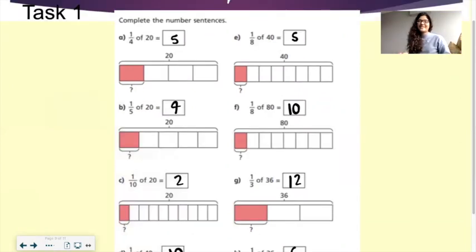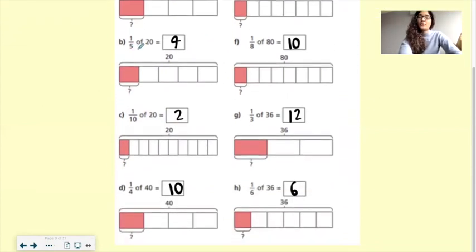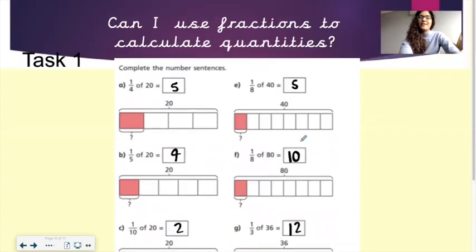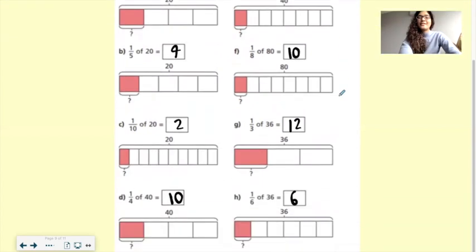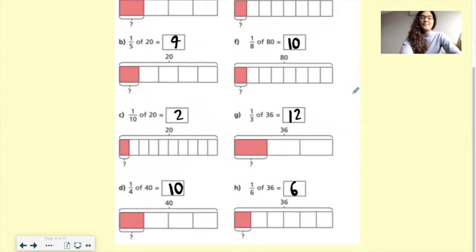Here are my answers. So part A, a quarter of 20 equals 5. Part B, a fifth of 20 equals 4. Part C, a tenth of 20 equals 2. Part D, a quarter of 40 equals 10. Part E, 1/8 of 40 equals 5. Part F, 1/8 of 80 equals 10. Part G, a third of 36 equals 12. And part H, a sixth of 36 equals 6.